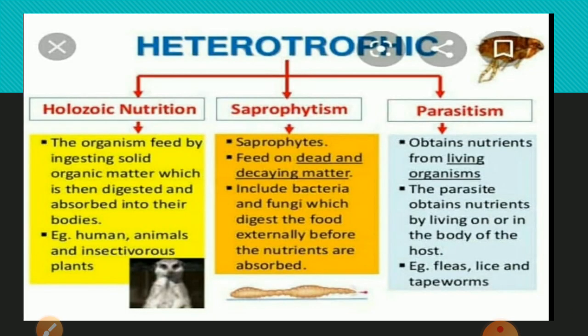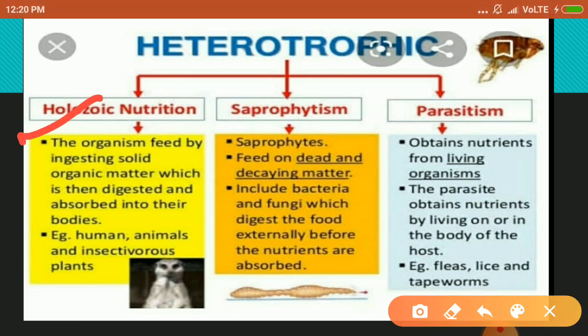Now the types of heterotrophic nutrition. Basically, it is of three types: holozoic mode of nutrition, saprophytic, and parasitic nutrition. First, I am going to discuss holozoic mode of nutrition. The nutrition in which the food is ingested by the organism and further the food undergoes digestion, absorption, and assimilation, and finally egestion of the undigested food material is called holozoic mode of nutrition. It is found in human beings and in various animals like cat, dog, cow, etc.